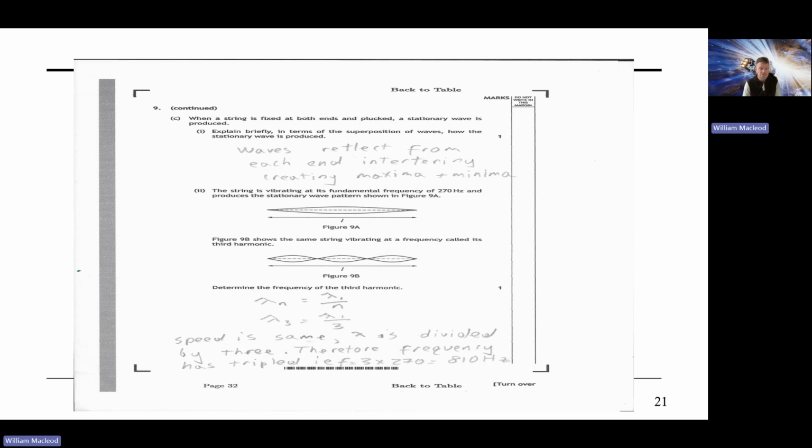So determine the frequency of the third harmonic. Well, we need to understand what's happening with the wavelength there. So the speed is the same, but the wavelength is now divided by a third because it's the third harmonic, and therefore speed equals f lambda. It means that the frequency, if the speed stays the same, has tripled.